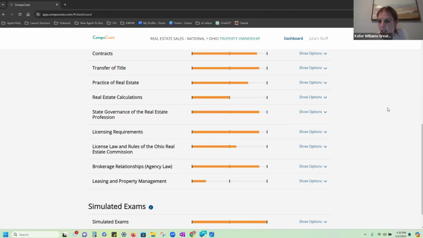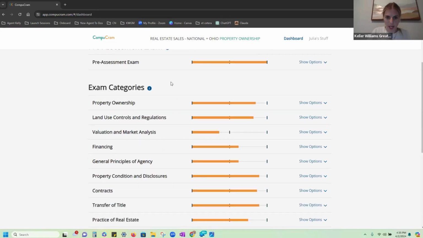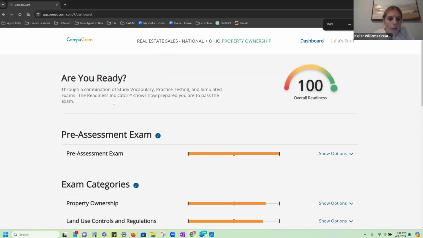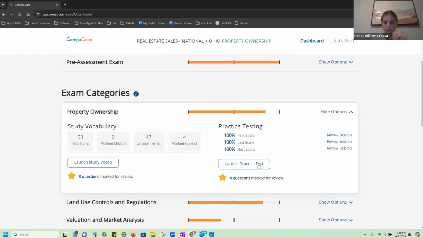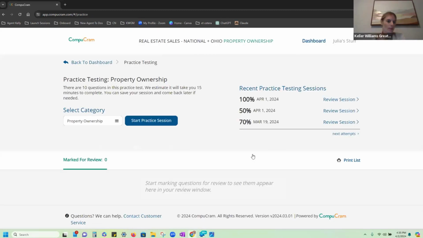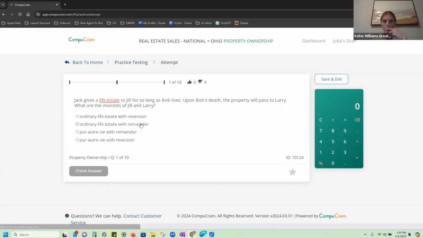Sounds good. Let's start with property ownership. Perfect. You know, bigger. All right, property ownership. Let's start.